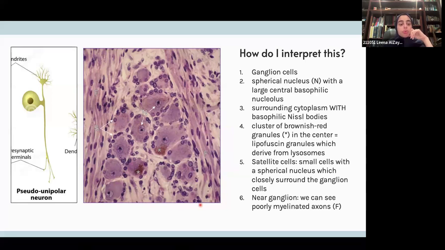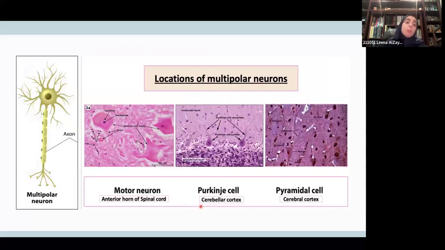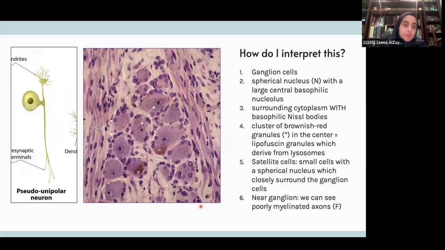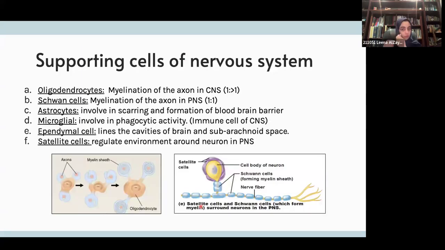Yeah, I think that's pretty much it for what you need to know about pseudounipolar. I know it's not as clear as bipolar and multipolar, but use it as a distinctive method to be able to know, oh, this is a pseudounipolar. It's located in the anterior horn, the dorsal horn, sensory, and the trigeminal ganglion.